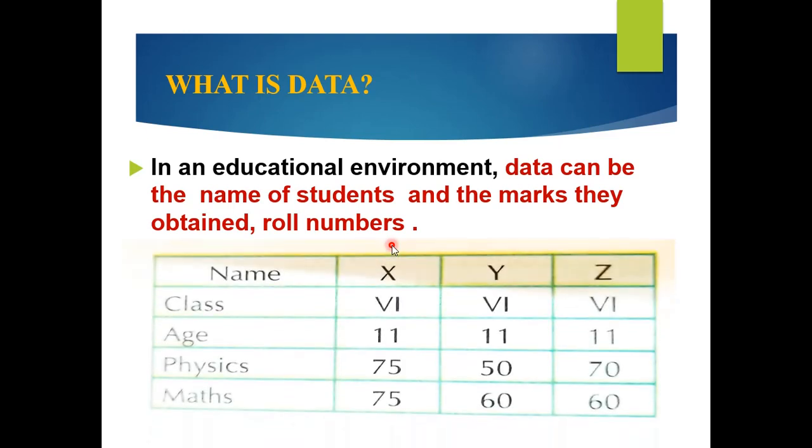Now here you can see one example. I told that data can be the names of students. So in this tabular column, what you can see is the name, class and age, and the marks obtained in physics and maths by the students of the 10th standard. Then X, Y, Z, three students of the sixth standard, age 11, and the marks obtained by them. So this is one example for data.